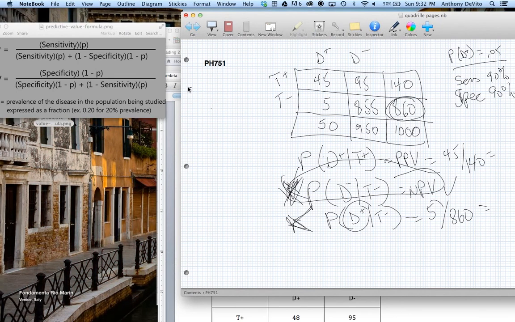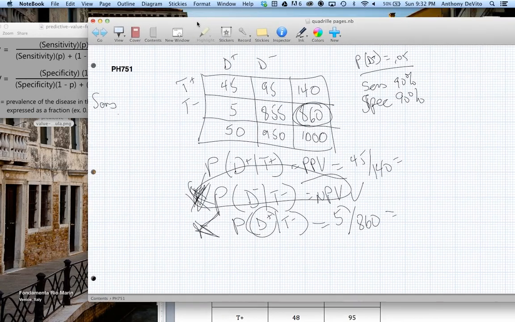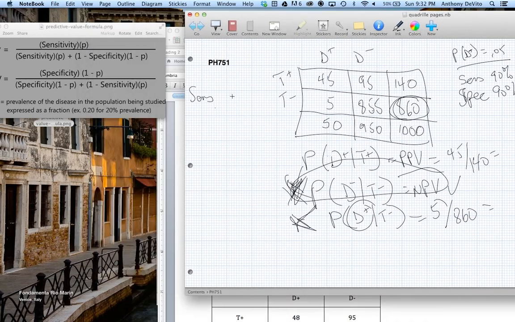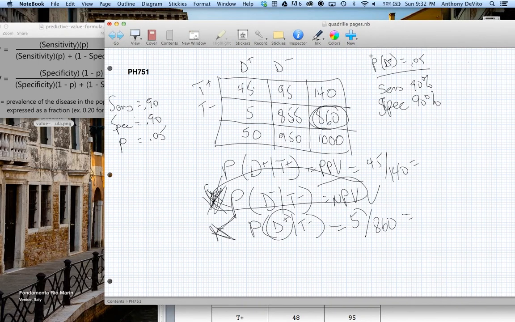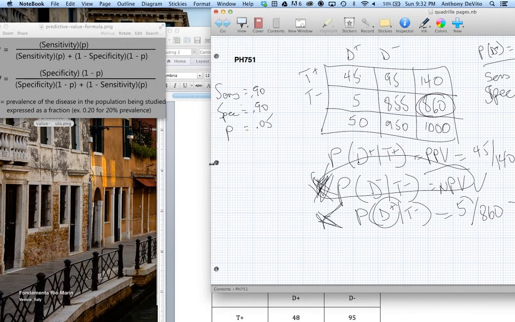So let's see, the sensitivity here, what did we say our sensitivity was? It was 90%, right? If we had the table, we could calculate that 45 over 50 is going to be 90%. The specificity is 90%, and the prevalence is 0.05, 5%, right? Remember, we decided that we're going to work with a prevalence of 5%, 50 over 1,000. Okay, so let's work out this formula.